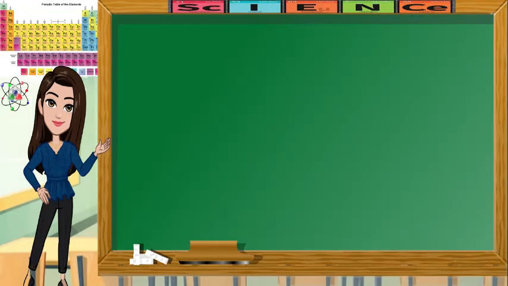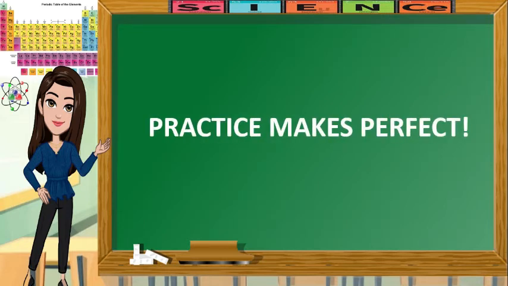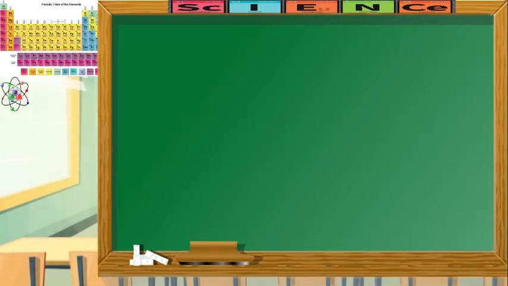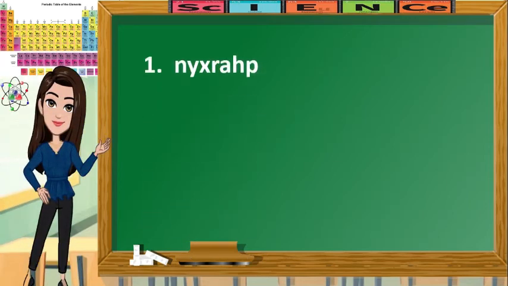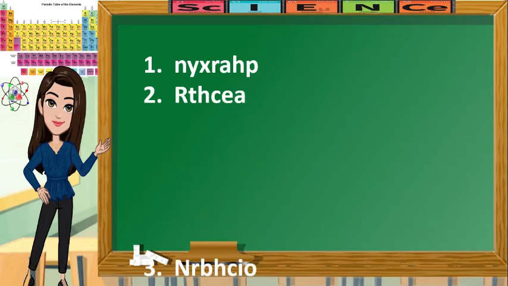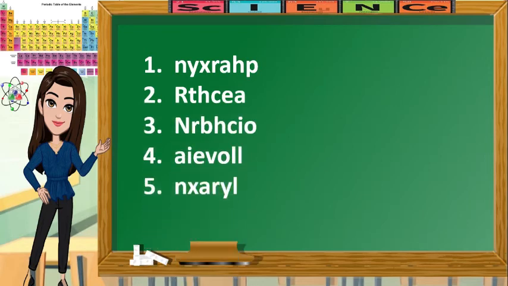To measure the learning that you have gained from this lesson, I want you to answer the following activity entitled Practice Makes Perfect. But before we proceed, please listen to the directions first. All you need to do is to unscramble the parts of the respiratory system. Write your answer in your science notebook. First one is this. Second, third, fourth, and fifth. Please answer this. Number 1. What's the answer?